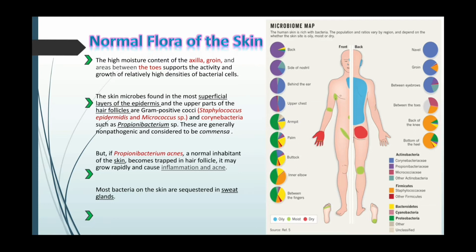The skin microbes are gram-positive cocci such as Staphylococcus epidermidis and Micrococcus species, and Corynebacteria such as Propionibacterium species. But if Propionibacterium acnes, a normal inhabitant of the skin, becomes trapped in the hair follicle, it may grow rapidly and cause inflammation and acne.